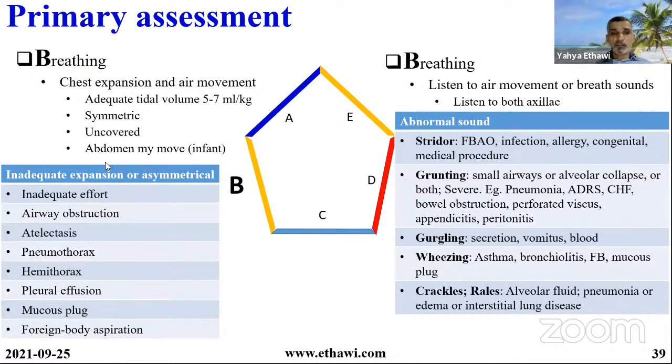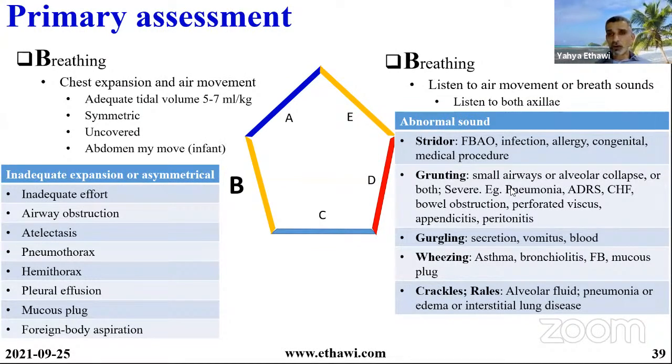So after we've seen the chest expansion and decided whether it's inadequate or obstructed, or what the possible reason is, we listen to the sound. We can listen for stridor, which is an inspiratory noise, and it can have many causes. It can be caused by a foreign body, infection, allergy, a congenital problem, or following a medical procedure.